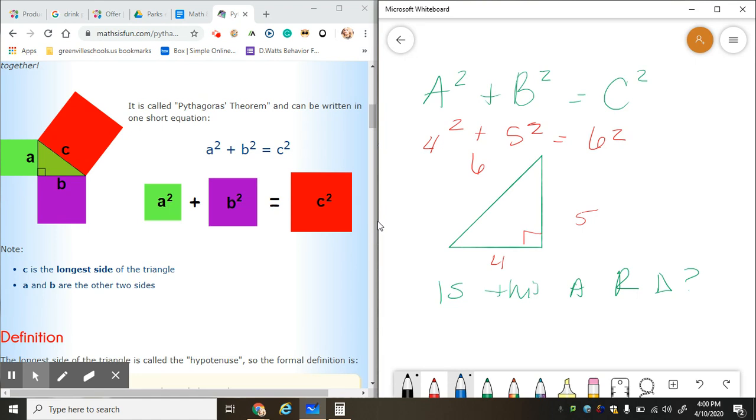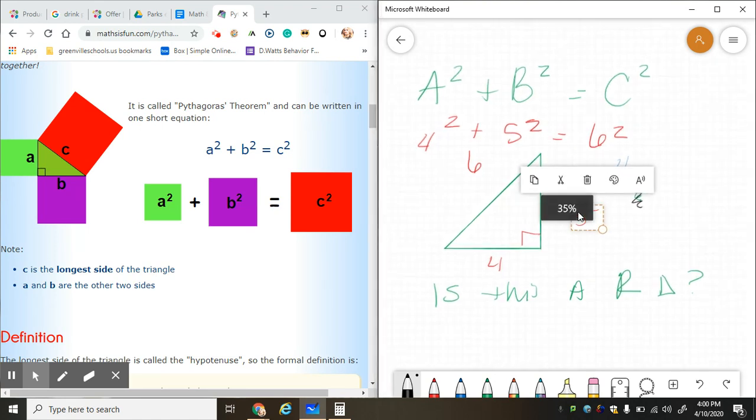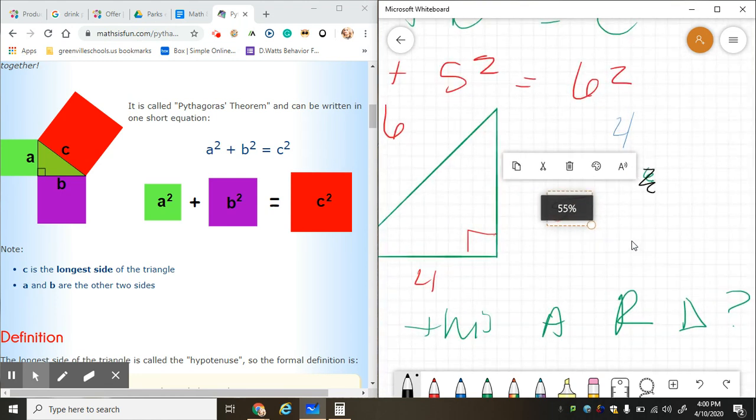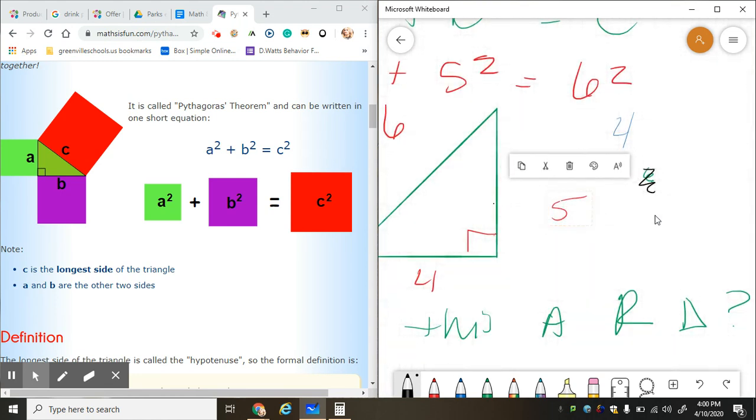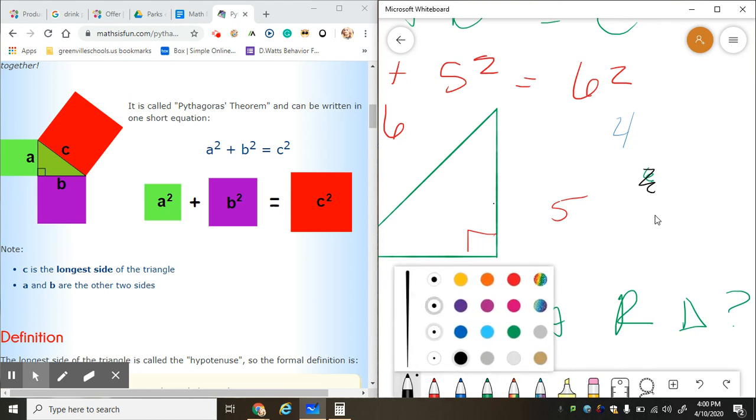So 4 times 4 is 16. Why is my... You're all so thin. Am I like... Okay, hold on. Ew, I see. Okay. I was zoomed out. That's why everything looks so skinny. Let's make it a little bit bigger.